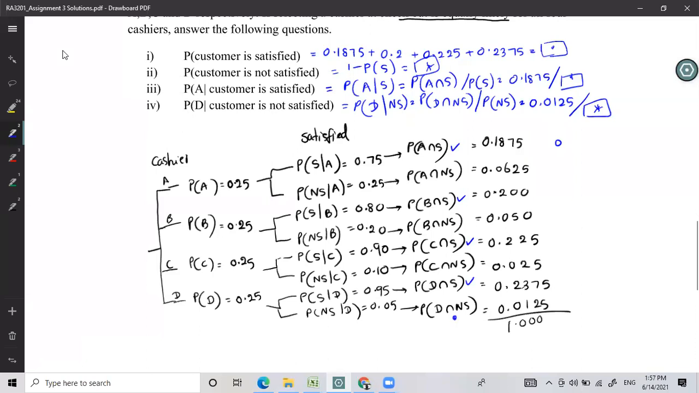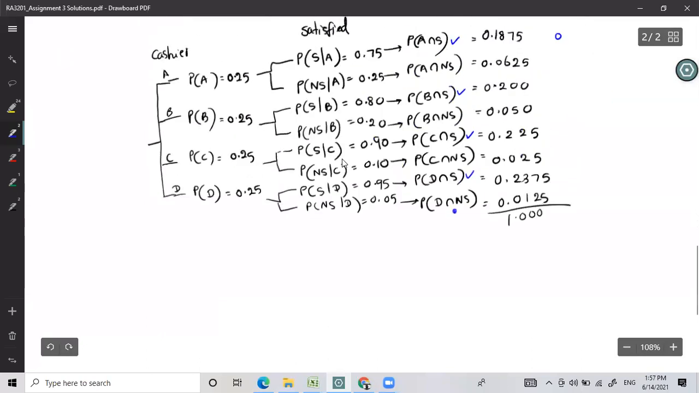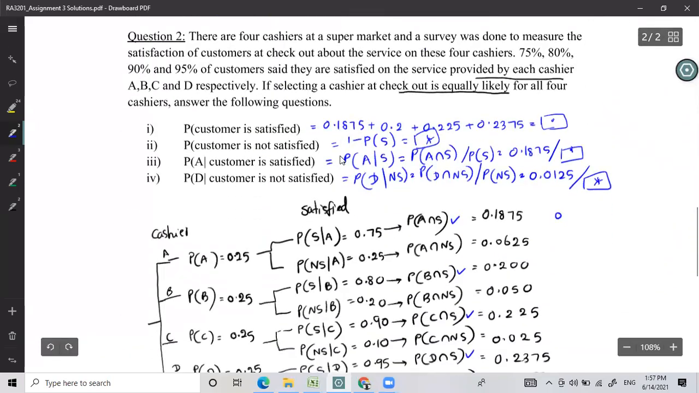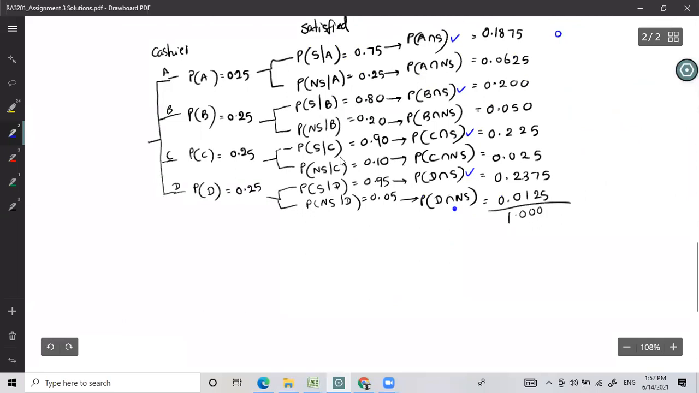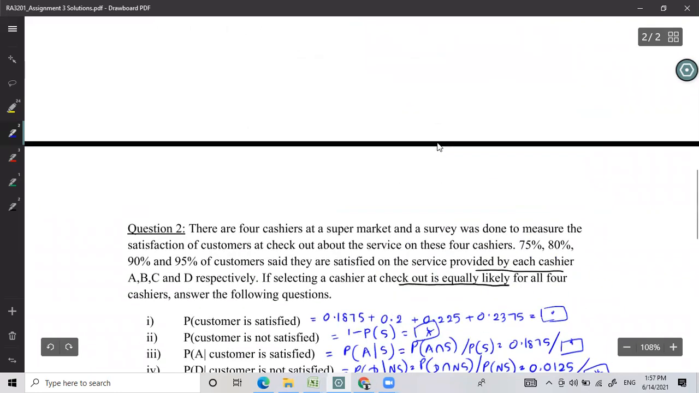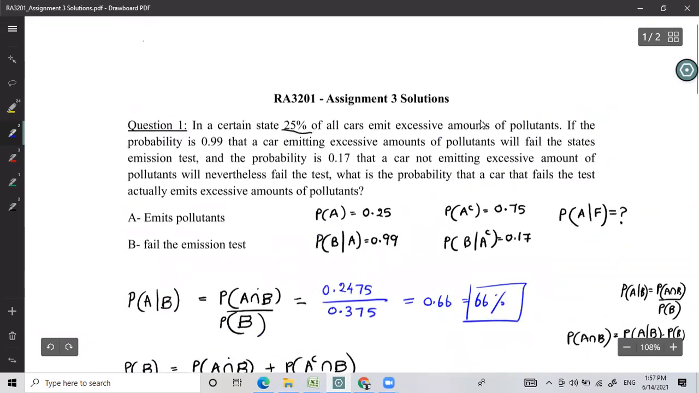Is this clear to all of you? Well, if you want the tree diagram for the first question, that's also okay. You can do that, right? So you can get the answers in either way. Okay. Any question from the assignment? Everything's clear?